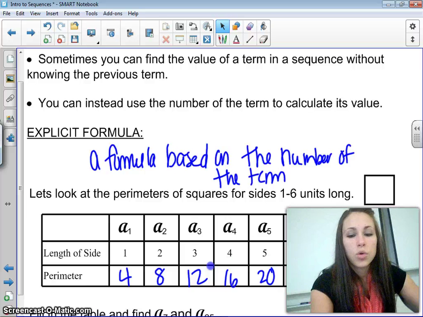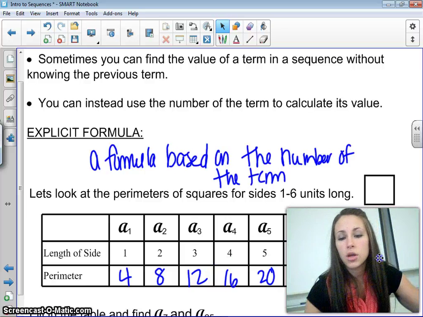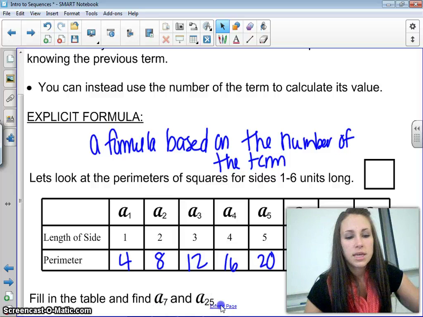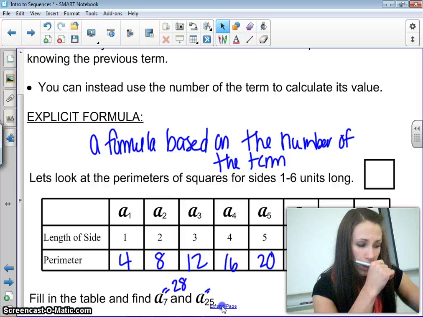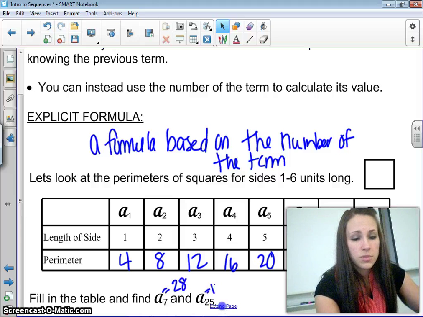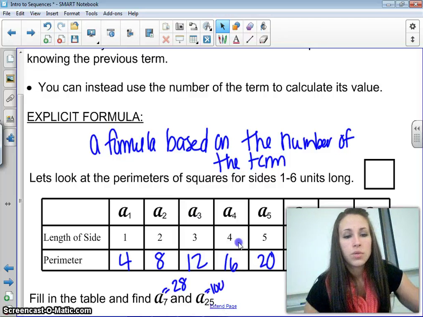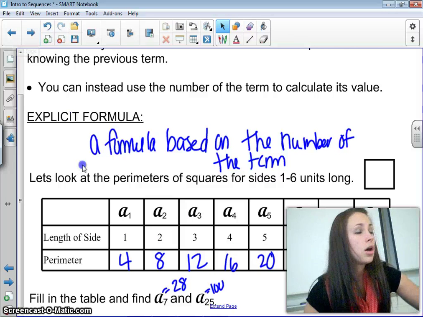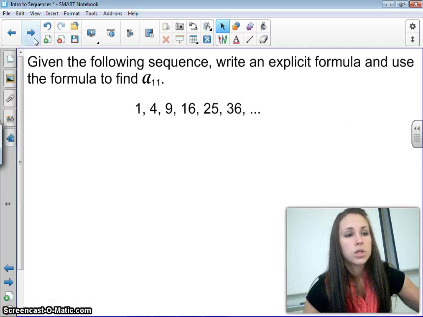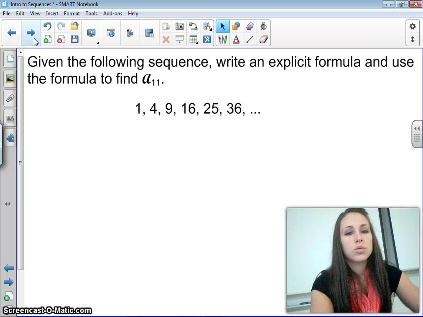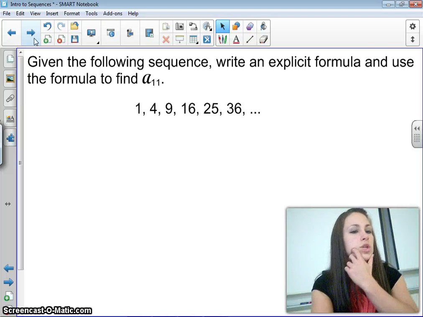So I'm going to take 4 and just multiply it by whatever the length of the side is. So if we found A7, I would just say this is going to equal 7 times 4, which is 28. And then 25 would be 25 times 4, which is 100. And so this would represent an explicit type of problem because our terms here are not based on the term before.